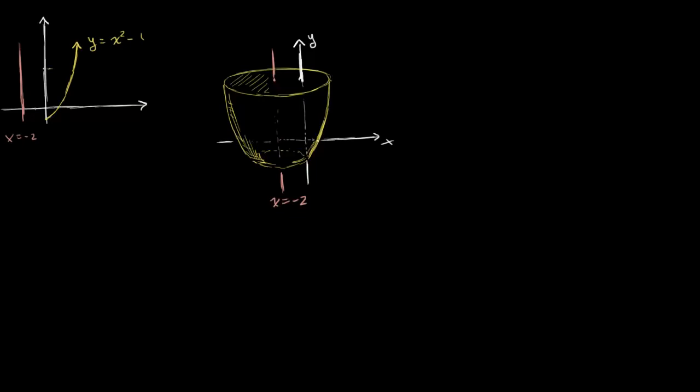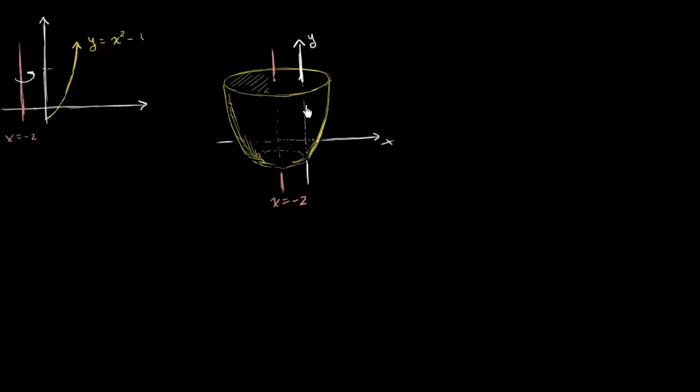Let's do another example. And this time we're going to rotate our function around a vertical line that is not the y-axis. So we're going to rotate y is equal to x squared minus 1, or at least this part of it, around the vertical line x is equal to negative 2. And if we do that, we get this gumball shape that looks something like this.